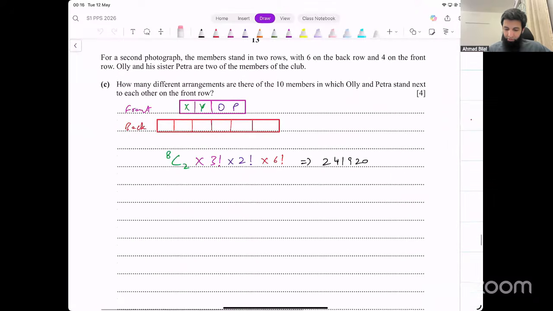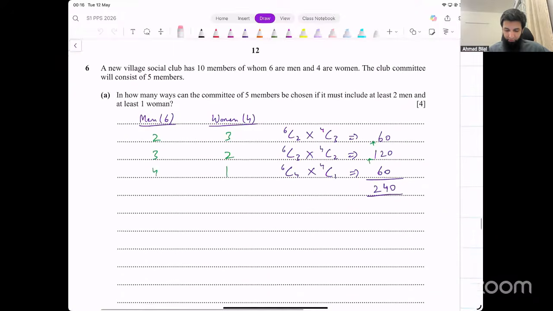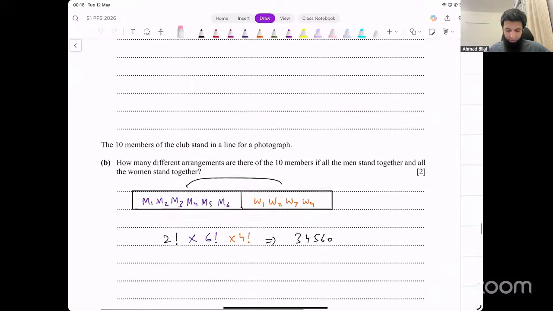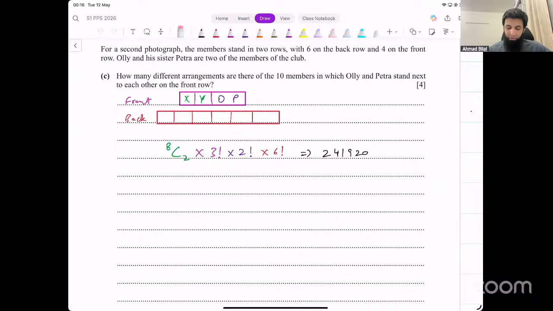Okay, members stand in two rows, six on the back, four on the front. There are 6 men, 4 women, 10 members in total. So these 10 people are supposed to stand in two rows with six in the back row and four in the front row. So I've made the back and front rows here. These two siblings, they have to be next to each other in the front row. So you fix them in the front row.